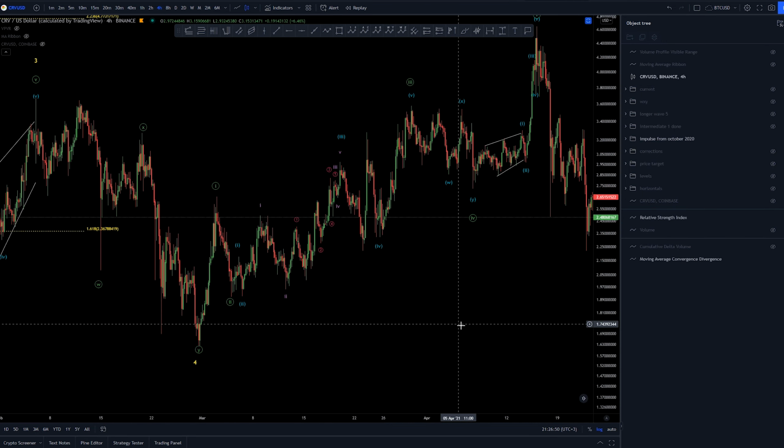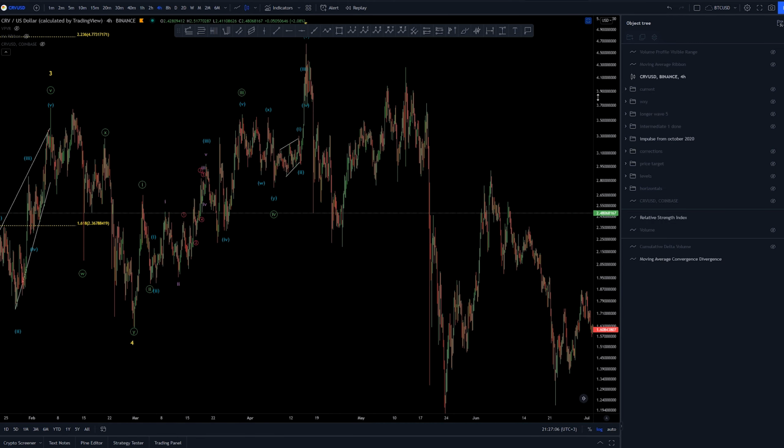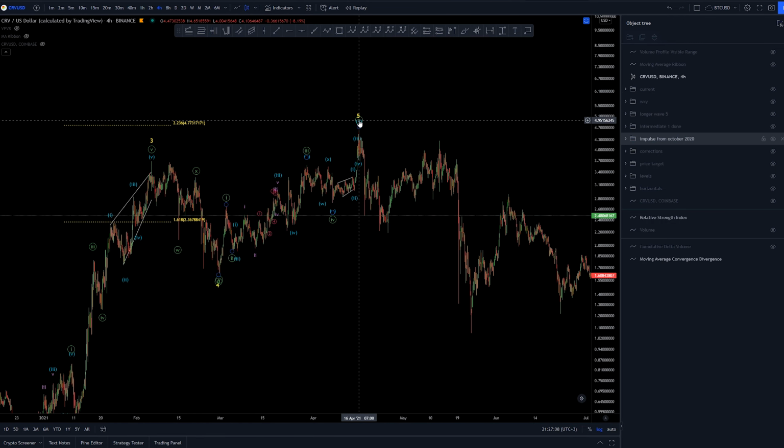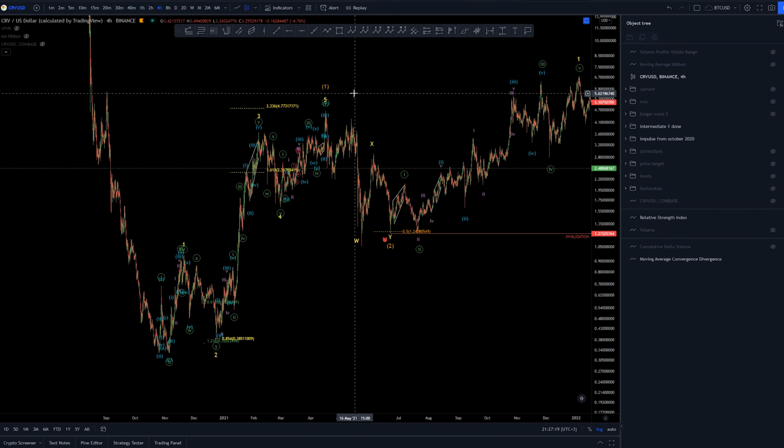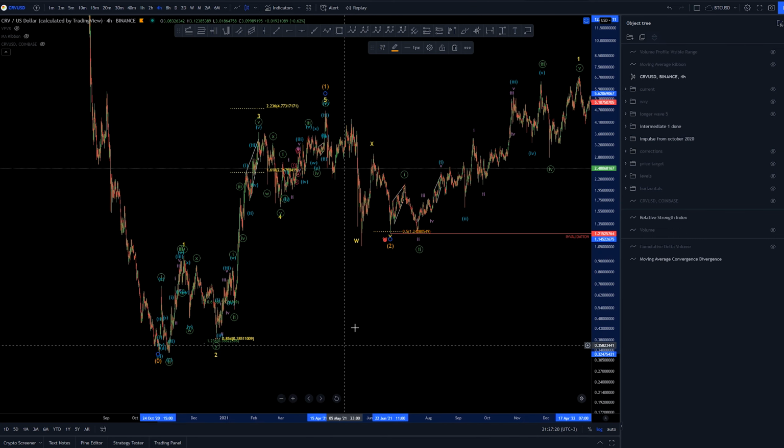1, 2, 3, 4, 5, you can see the subwave structure here. I had to go into the micro degrees to get some sense into this mess here. That brings us to the highs around April 2021. Now that gives us the first leg of intermediate, and after that we had a W.